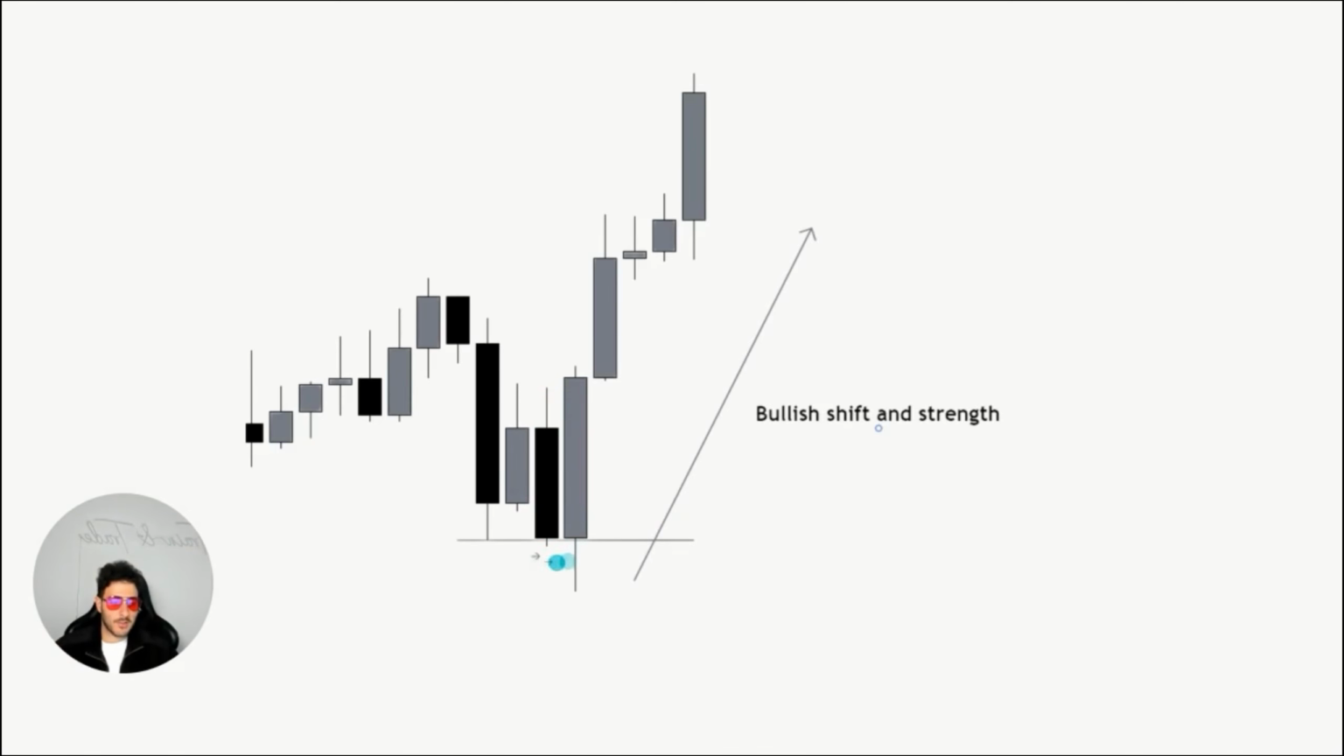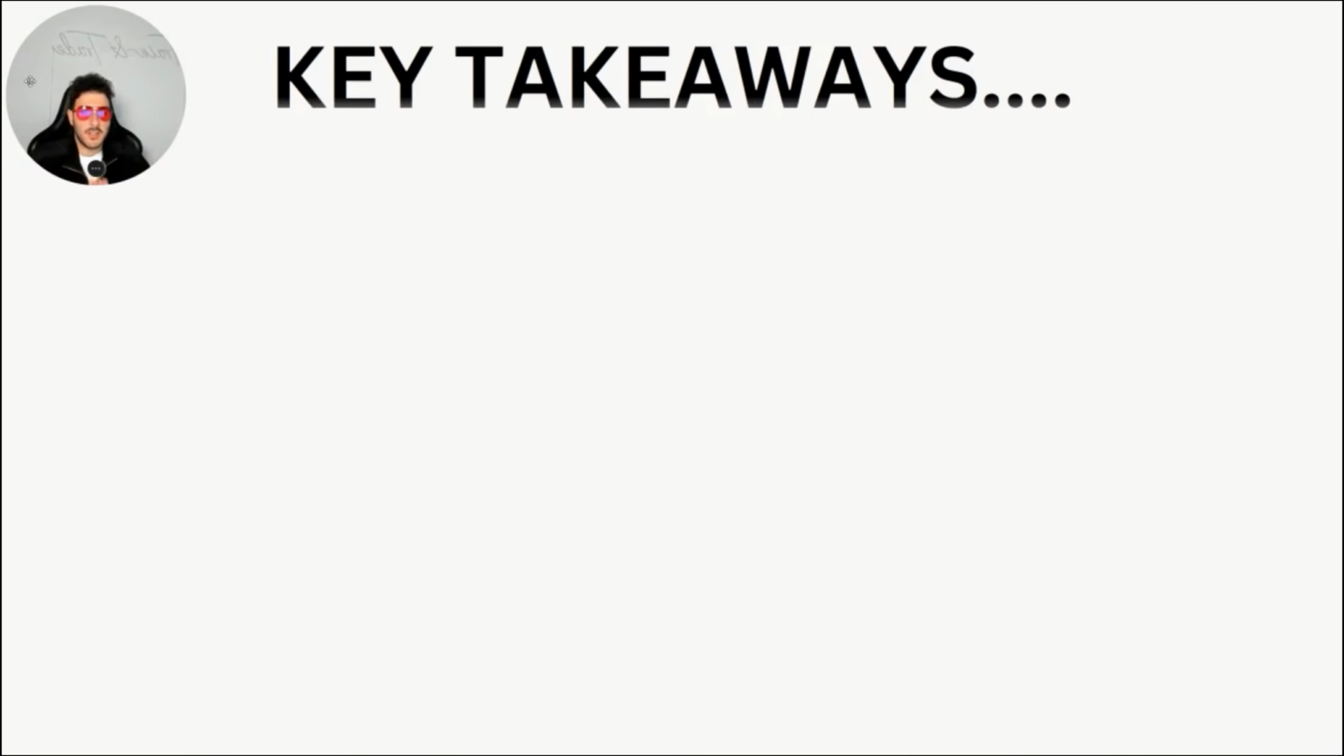Again, price takes out that prior low. We shift to the upside. It encapsulates this whole candle. And this is a bullish shift and it indicates some potential strength, again assuming this is occurring at a very key pivotal level. Now, let's wrap things up and go over key takeaways.